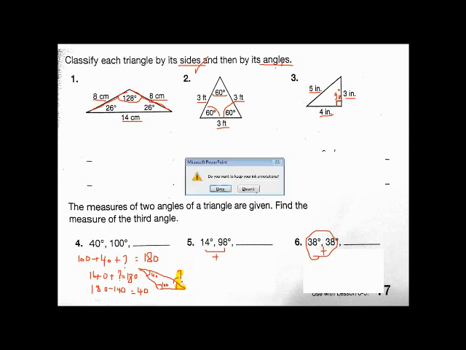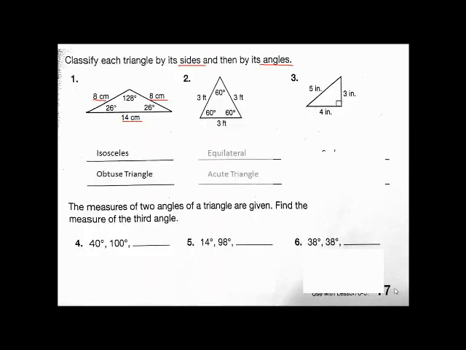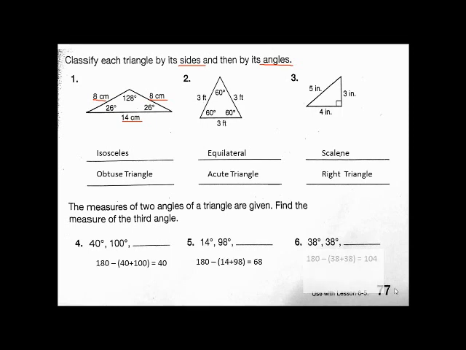Let's now see here. I have already written the answers. 180 minus 40 plus 100 equals 40, and here 180 minus 14 plus 98 equals 68, and the last one, 180 minus 38 plus 38 equals 104. So the third angle here is 104, the third angle in question number 5 is 68, and the third angle in question number 4 is 40.